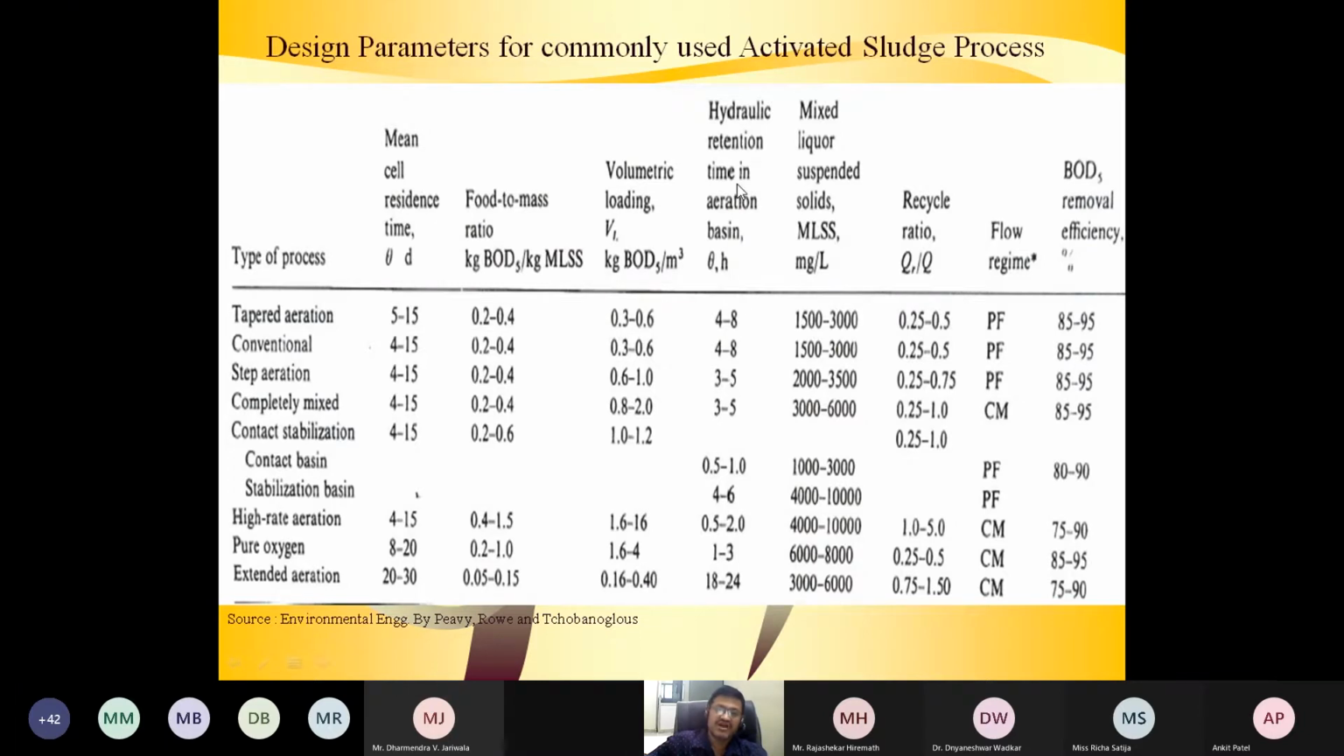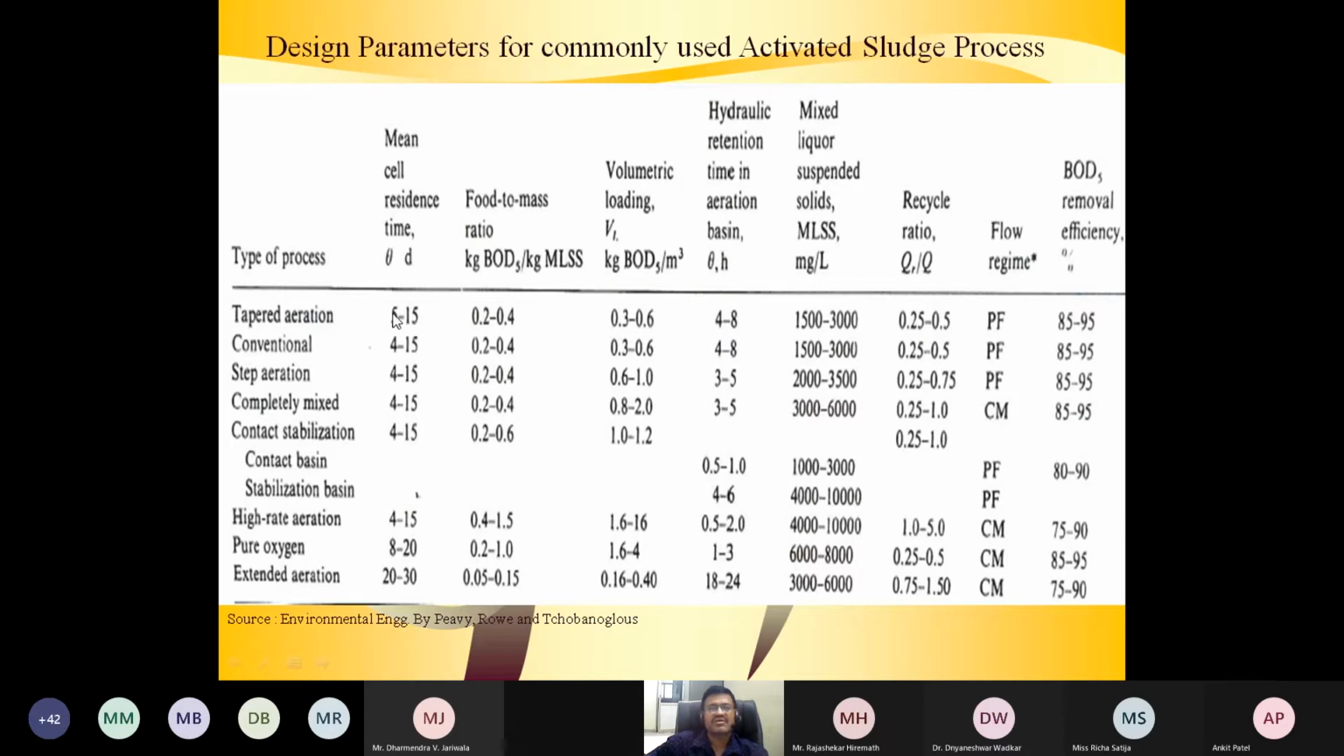Now, what is the hydraulic retention time in the aeration tank? It means for what time our wastewater will be there in the aeration tank. What is the reaction time for that? That is 4 to 8 hours. It means our wastewater will aerate in the reactor for 4 to 8 hours. Then it will come out and go to the secondary sedimentation tank.